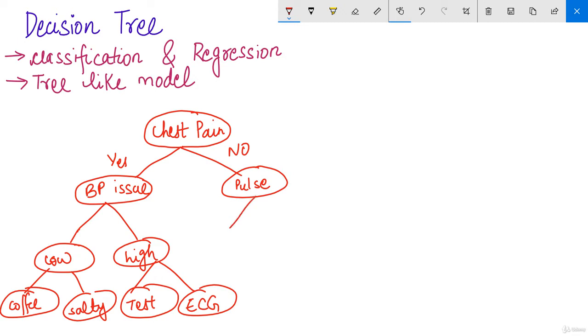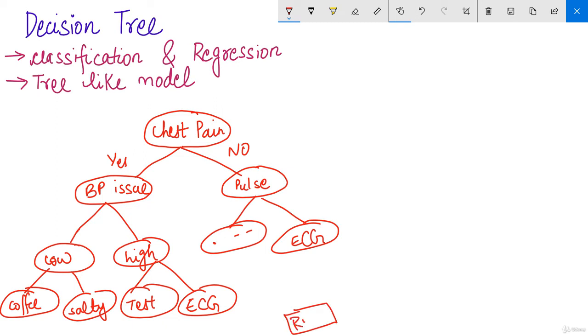If the pulse is normal, he'll suggest some other thing. And if the pulse is high, he'll again suggest an ECG and similar things. I hope you're understanding. This is what a decision tree looks like. Finally, he will come to a point at the end, a result, and he will get to know what exactly is happening with the patient and why there is chest pain. So this is how each and every one of us, on a daily basis, takes a decision, somewhat like this. We just don't make a tree or a flow chart like this, but we do, right?